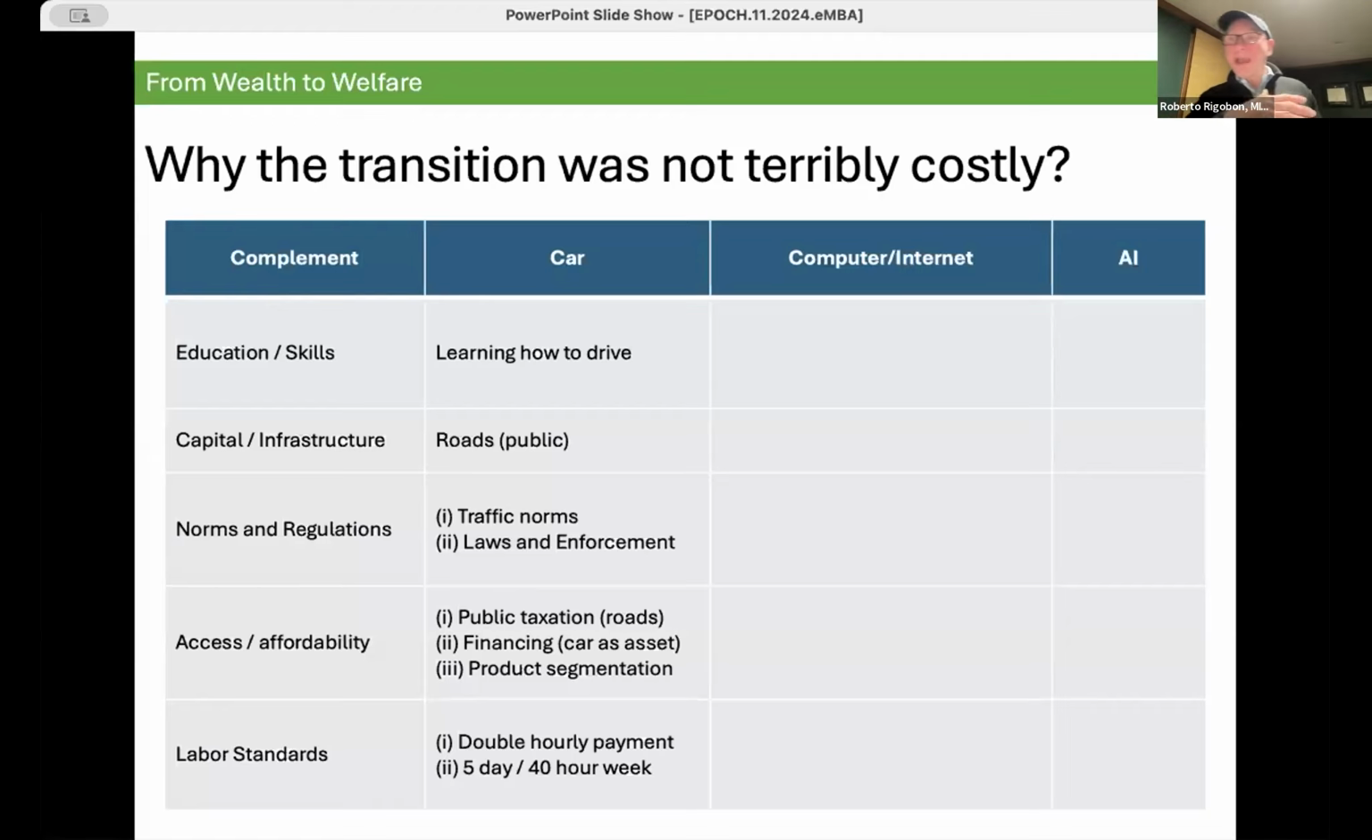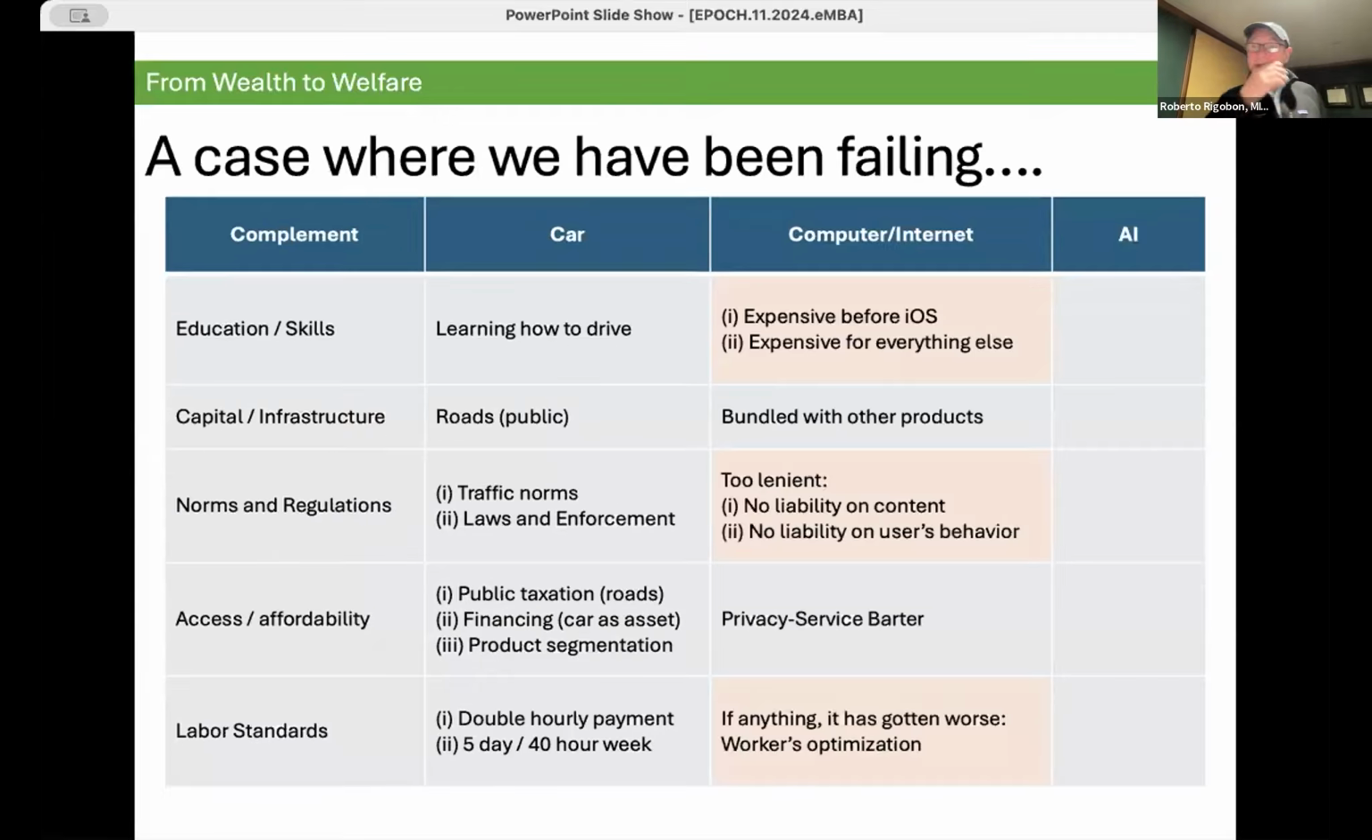So why I want to tell you this is because when I look at the internet, I see many failures on this. First, the complementary skills were very difficult to learn until iOS was invented. So when this was invented, with all these icons, and we use them with the finger and all the stuff, this idea from Steve Jobs, before this it was very difficult to do this. So the investment in complementary skills was complicated. The infrastructure, instead of being public, was private. And what we did was to bundle the infrastructure in the product. So the internet is embodied in the phone.